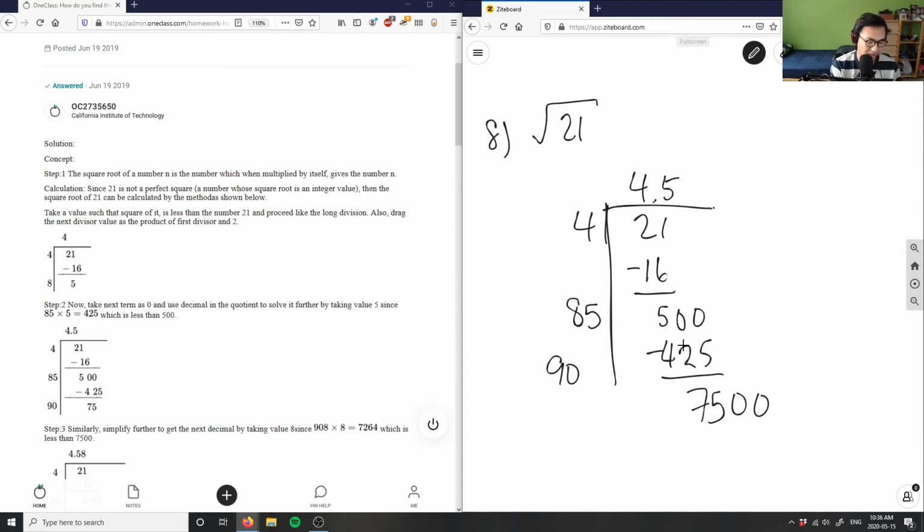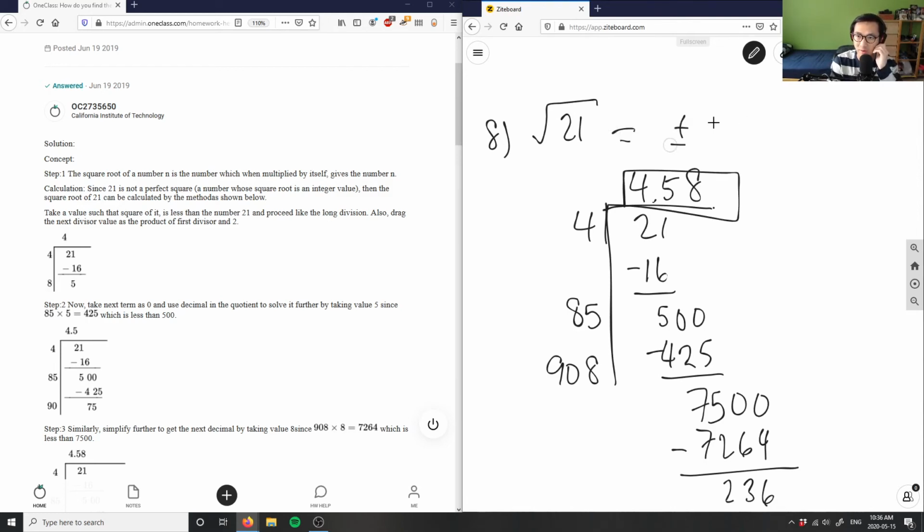So I'm going to go 908 times 8 here, which would give me 7264. So the solution. So I'm going to have 8 here. 908 times 8 gives me 7264, and this will be our remainder of 236. And this here is our correct answer. So this here is 4.58. So our answer here equals plus or minus 4.58, approximately.